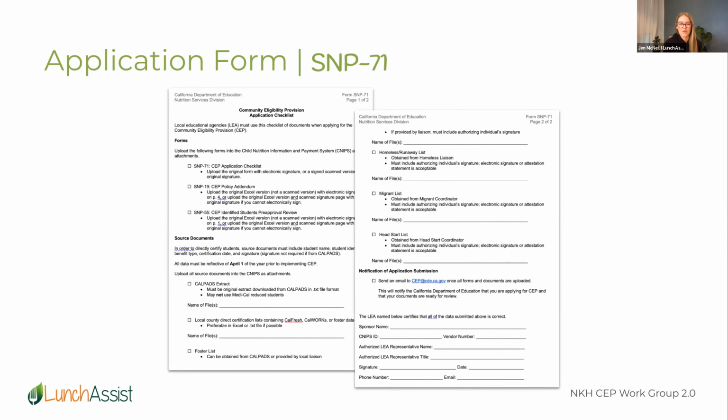This is a little checklist, and you'll be sending in several attachments, which you can see listed here on the screen. This is where you'll be checking off that you're going to provide the CalPEDS direct certification extracts in .txt format. Your other data is going to be in Excel format, and you'll check off that you are submitting all of that original data with this checklist and the other 2 forms.